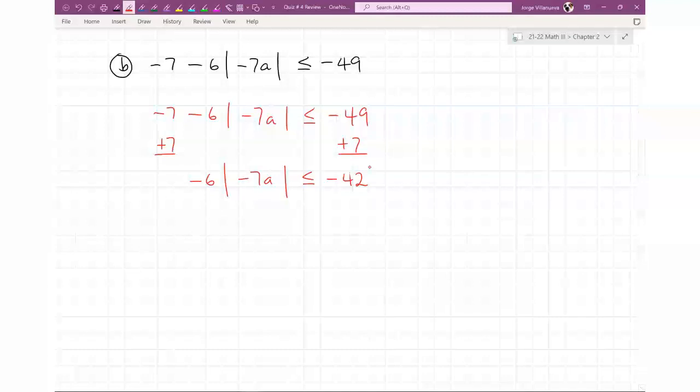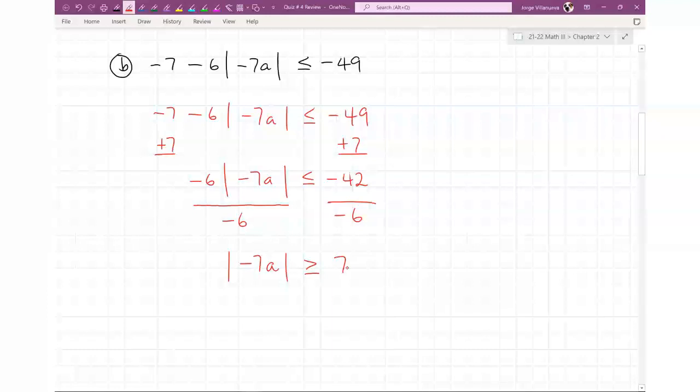Now, my absolute value is still not isolated. There's a -6 that's multiplying. So to get rid of the multiplication, I'm going to divide by -6. Now, I don't want to say this is a tricky part of the problem, but since you're dividing both sides by a negative number, you have to flip the inequality. So don't forget about that, okay? So absolute value of -7a is greater than or equal to 7. Notice I flipped the inequality, okay?